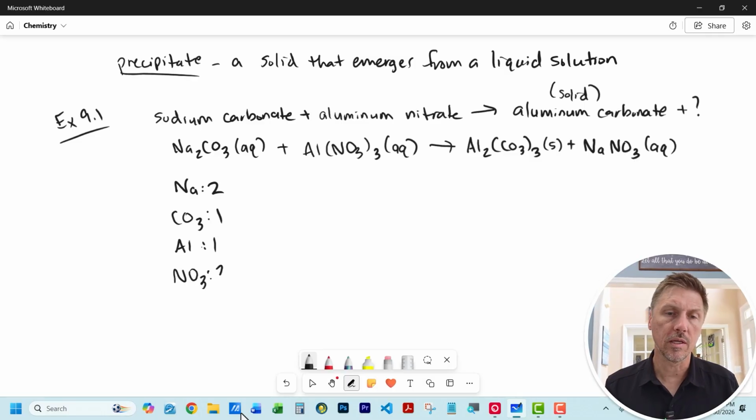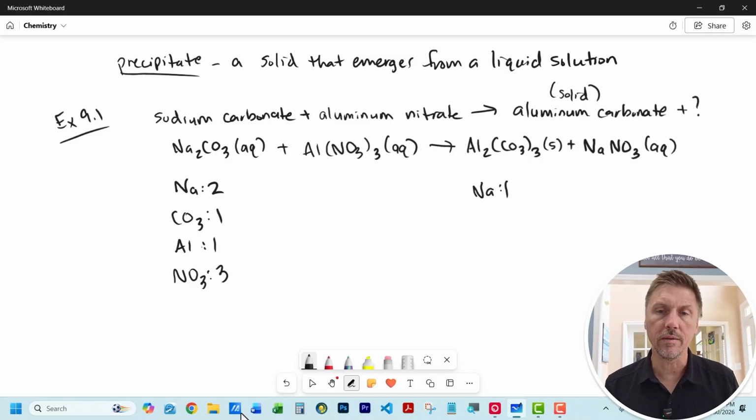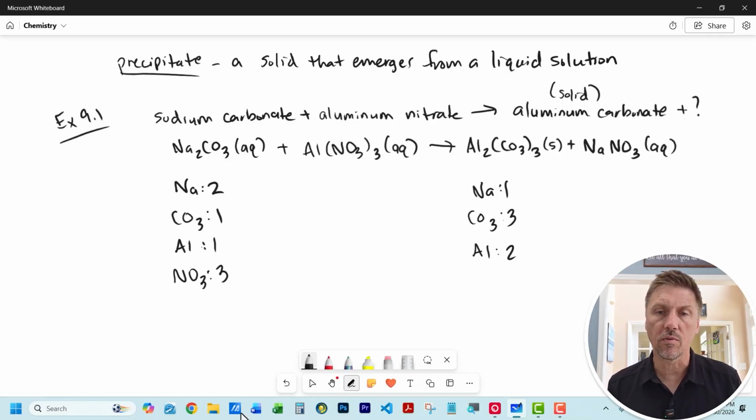And then over in the next substance right here, we've got 1 Al and we've got 3 NO3s. All right. Now looking on the other side over here, we check out our Nas, we've only got 1 of those guys. Our CO3s on the other side, we have 3 over there. For our Als on this side, we have 2, and for our NO3s, we have 1.